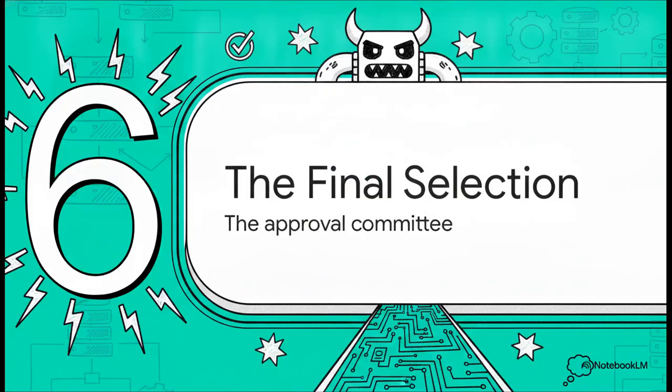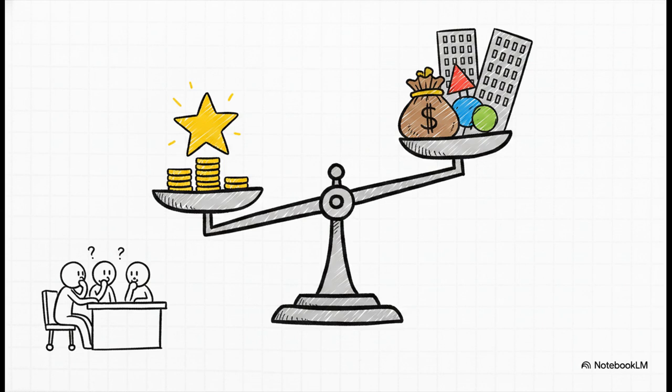All right, Section 6, the final selection and the approval committee. Listen, passing that feasibility test is a massive victory, for sure, but there's still one final boss you have to face before any development actually begins. An approval committee is going to sit down and review that feasibility study. And remember, even highly profitable projects might get rejected simply because they don't balance out with the organization's broader portfolio at that exact moment. The committee has to make some really tough strategic trade-offs.